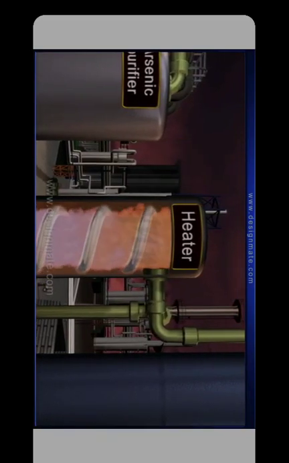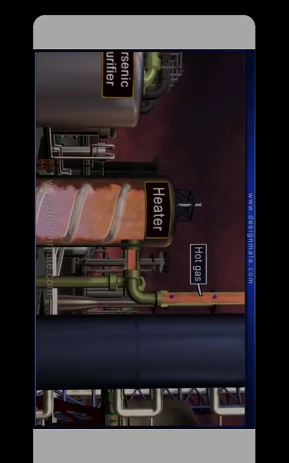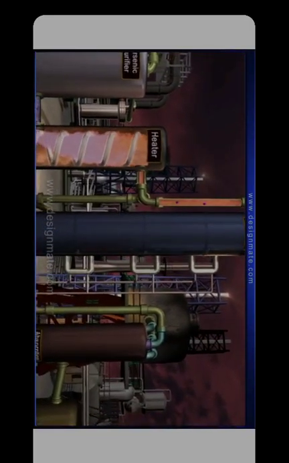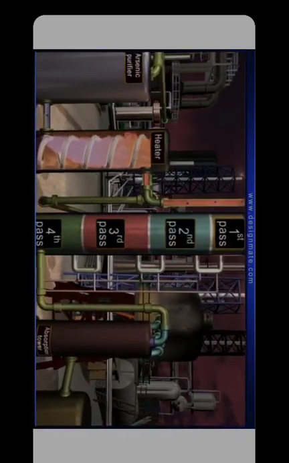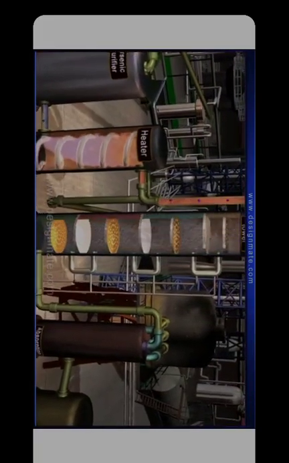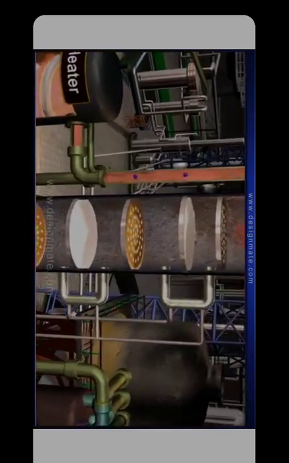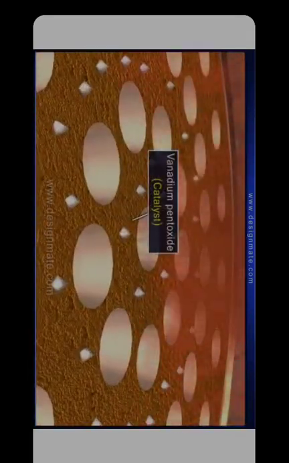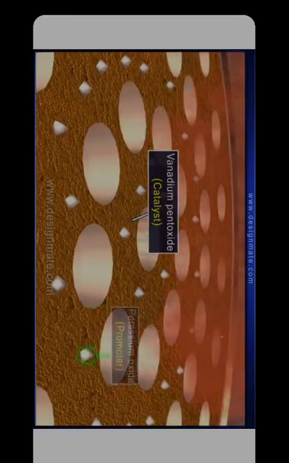The hot gas now enters the contact tower, or 4-pass catalytic converter. This tower consists of 4 different passes, and each pass is provided with iron plates packed with vanadium pentoxide as a catalyst and potassium oxide as a promoter.